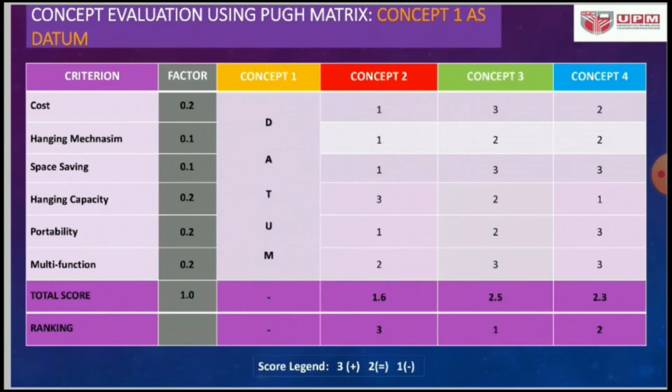So in this case, you can say concept 3 scores 2.5, followed by concept 4 with 2.3, and then concept 2, which is 1.6. So in terms of ranking, once again, concept 3 will be the first rank, followed by concept 4, and then concept number 2.